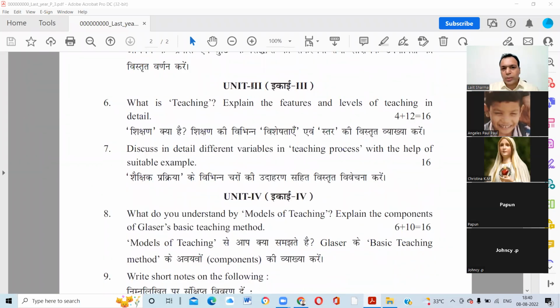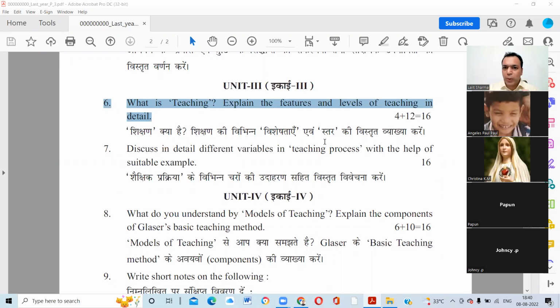Then we move to unit 3, question number 6. Question number 6 is: what is teaching? Explain features and levels of teaching. So again, a very easy one has come, guys. You have to talk about teaching. What is teaching? Then you have to talk about the features of teaching, right? Like, teaching is a multipolar process. All of the features of teaching.